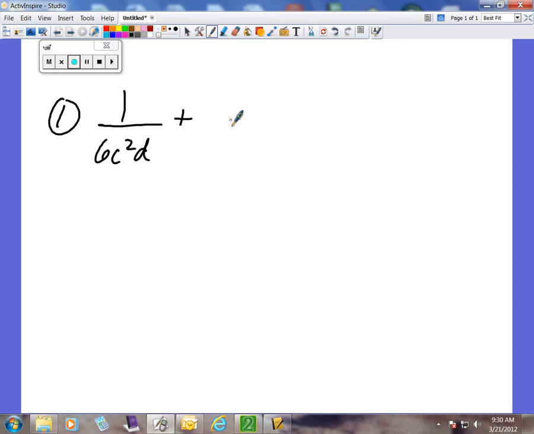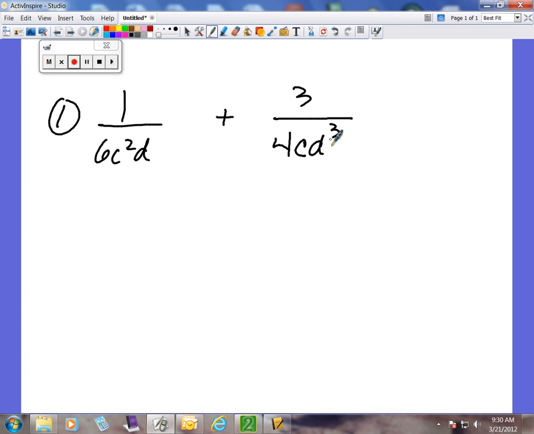Now, one of the things I told the other class you might want to do in this method, rewrite the problem, or if you can do it as it's written, it's fine. But what I'm going to do is rewrite it with a little more room between the fractions, and you'll see why here in a second. What's the second fraction? 3 over 4cd cubed.